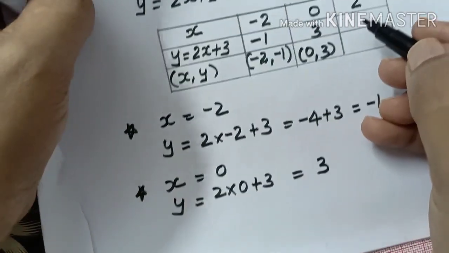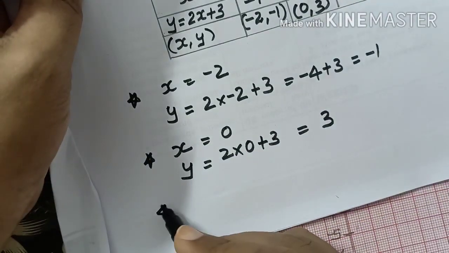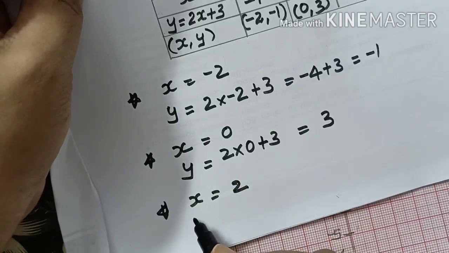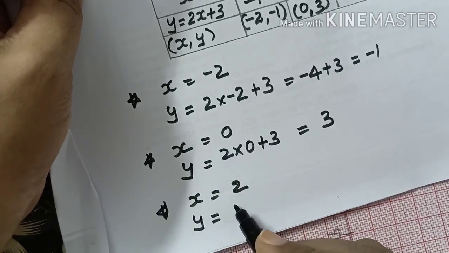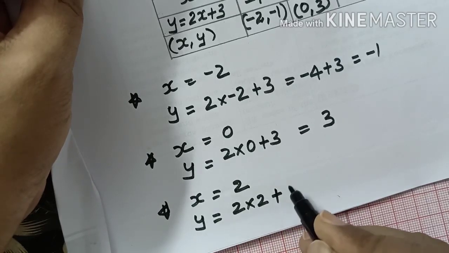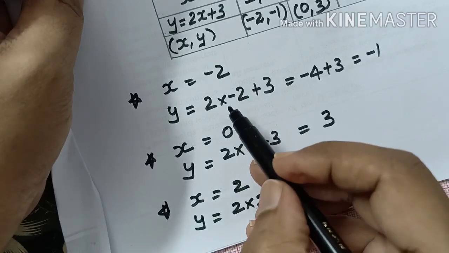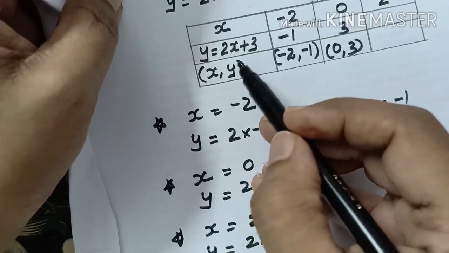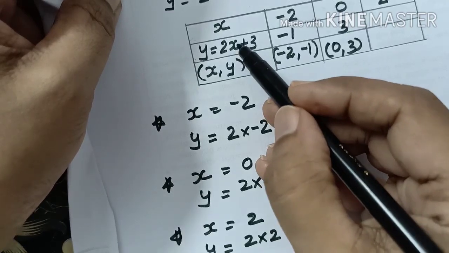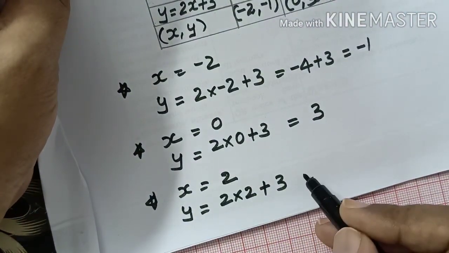Let us see what we are going to get when we apply 2. So let us take x is equal to 2. So y is equal to 2 into 2 plus 3. Whatever value we are taking for x, we have to put in the place of x, because the polynomial is 2x plus 3. So in the place of x, we are applying the values. That's all. So 2 twos are 4, 4 plus 3 is 7.